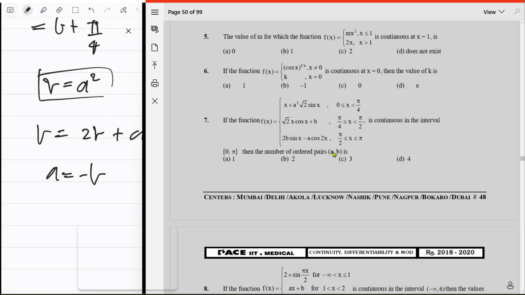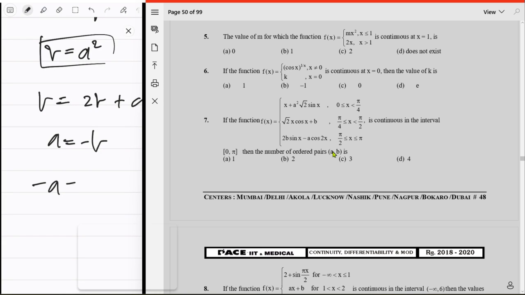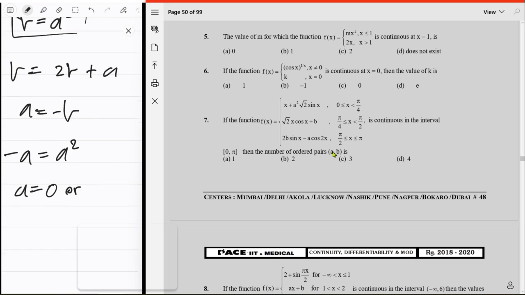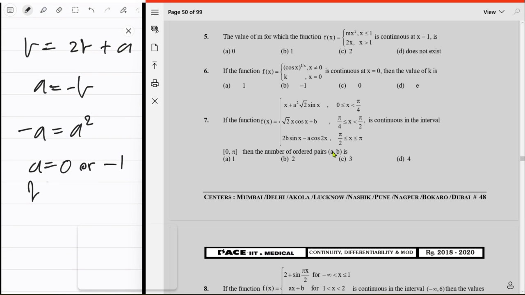That was very weird. So b equal to negative a. This means negative a is equal to a square. Means either a is 0 or it's negative 1, which correspondingly has b equal to 0 or 1. So there are two such ordered pairs, right? Yeah, you could just have a equal to 0, b equal to 0. Then this is x, then this is the square root of 2x cosine. Yeah, the condition is satisfied, right? So number of ordered pairs, 2.